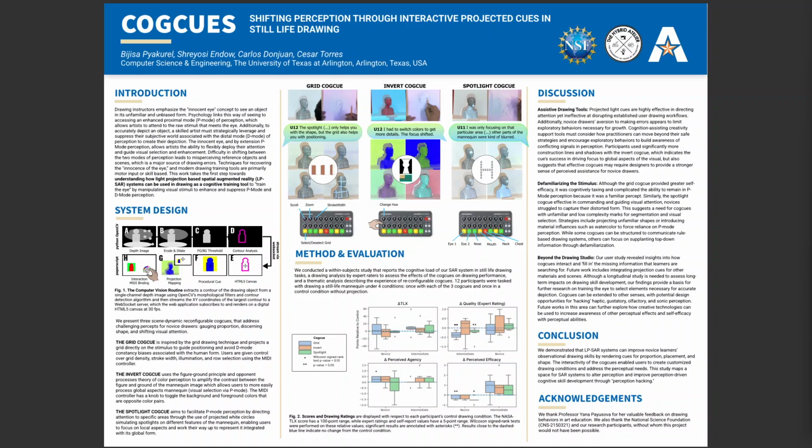The invert cog cue uses the figure-ground principle of Gestalt psychology and the opponent process theory of color perception to amplify the contrast between the figure and the ground. This guides visual selection to global aspects of the image.